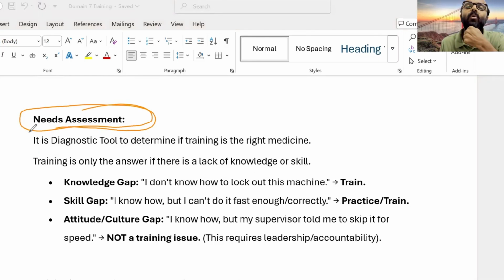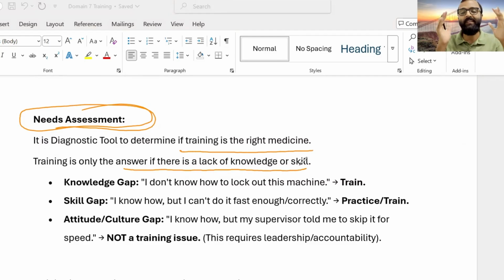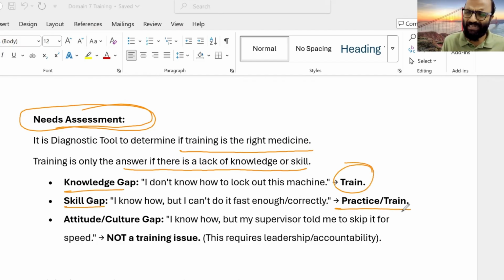Already need assessment में हम लोग discuss किया था last lecture, first video में. So need assessment is the first thing, whether the training is required or not. It is a diagnostic tool to determine if the training is the right medicine. Training is only the answer if there is lack of knowledge or skill. This we have said many times. If there is knowledge problem, you train them. If there is skill problem, practice, practice, practice. If attitude problem, culture problem, motivation problem, that is not a training issue.